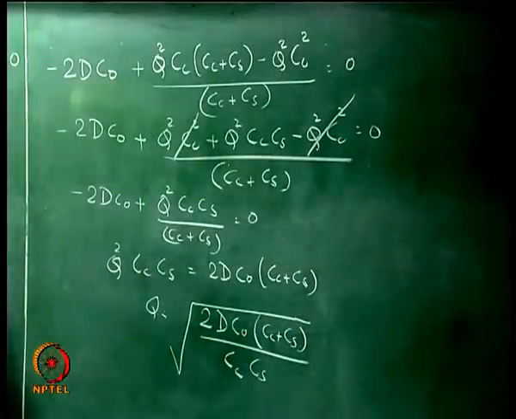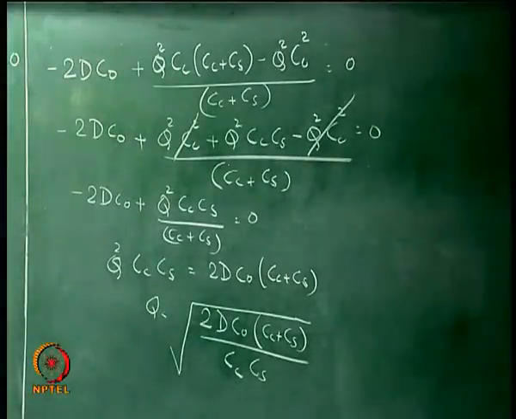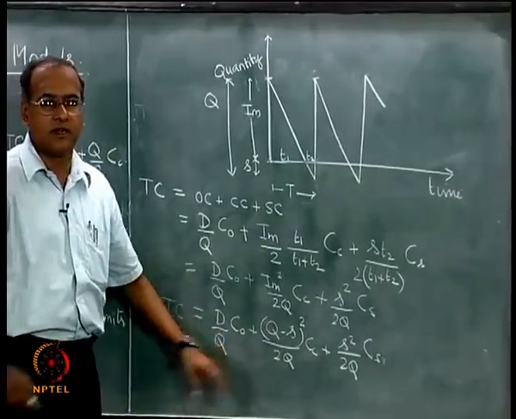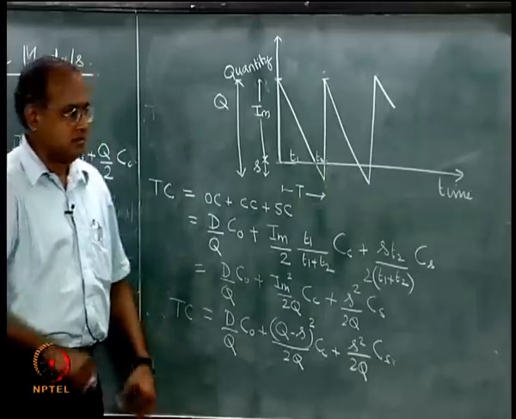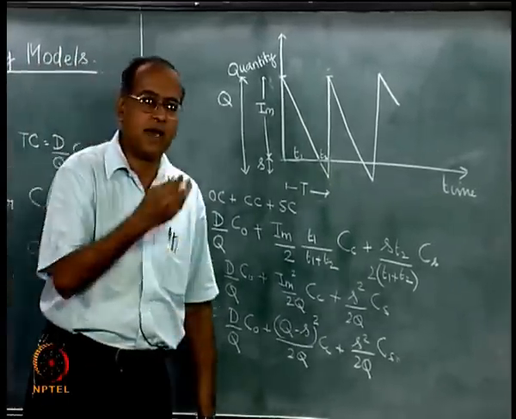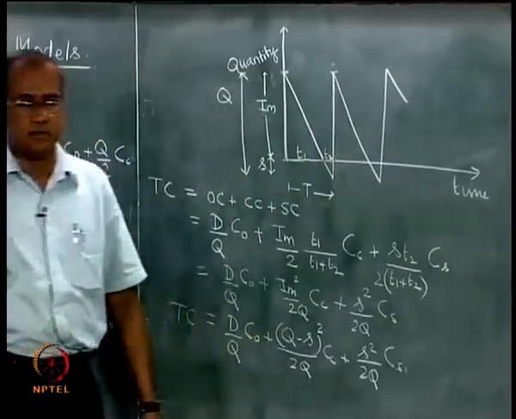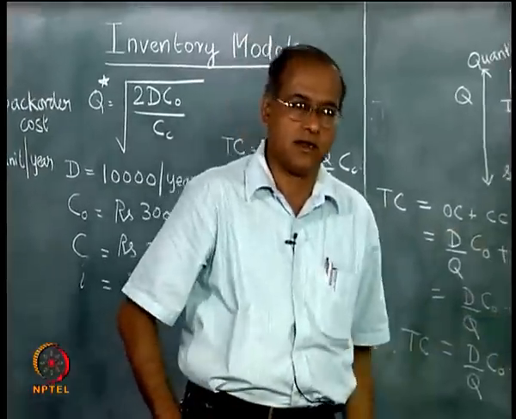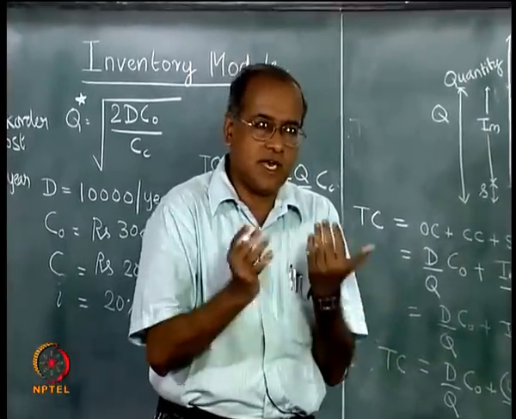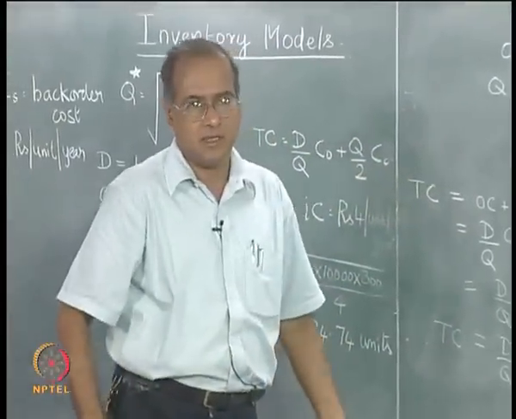Now, we can substitute this S and Q back into the total cost function, which is here, to try and find out what is the total cost at the optimum. That and comparison of the model with back ordering, comparing a model with back ordering to a model without back ordering, which means the similarities and differences between models 1 and 2, we will see in the next lecture.